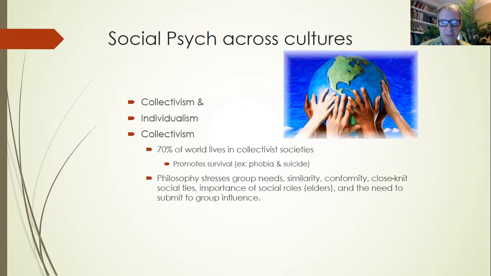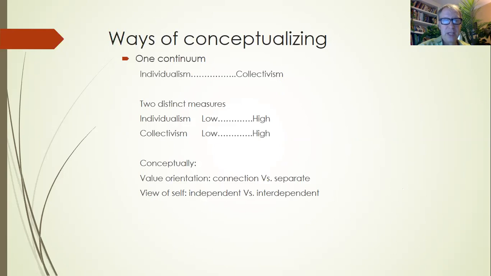So 70% of the world typically lives in more collectivist societies. Some people have argued that individualism versus collectivism is on one continuum, that you're either one or the other. But I think a better way to consider it is that cultures can vary independently on how much they prioritize individualism and also how much they prioritize collectivism. So I think it would be safer to try to measure it that way.